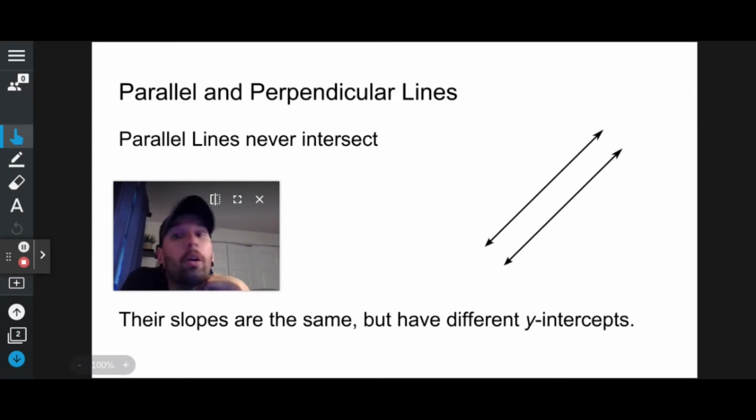And if you're talking about coordinate planes, they have different y-intercepts. Easy, but they will never intersect. Ever. Not in a million years. Maybe a billion, but not in a million years.